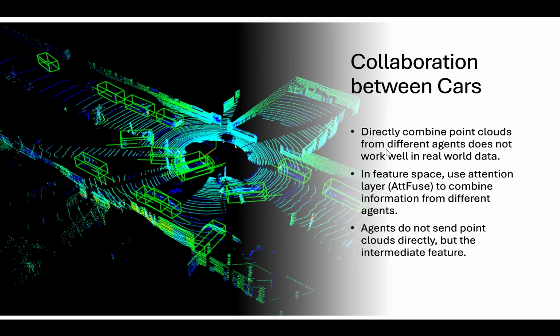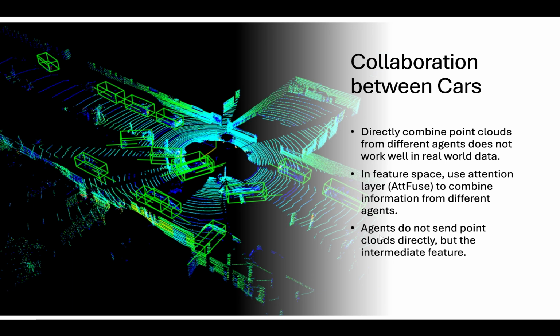combine point clouds from different agents, but that doesn't work well in real-world data. That is because data transmission can have delays, and GPS or the relative position and orientation can have errors and deviations, so they are not very accurate. So the combined point cloud is low quality. The author instead did this in feature space. They use an attention layer to combine features from different agents.